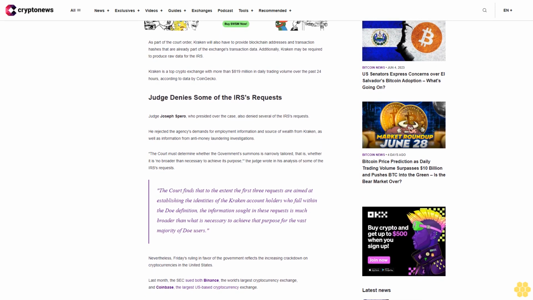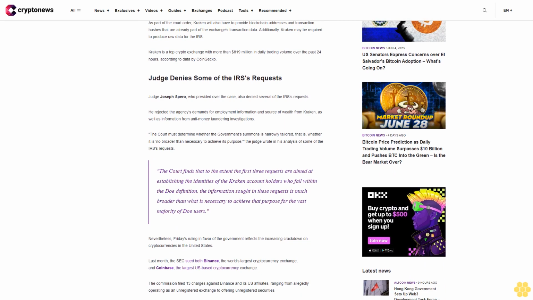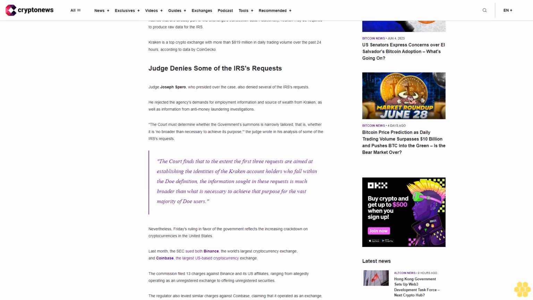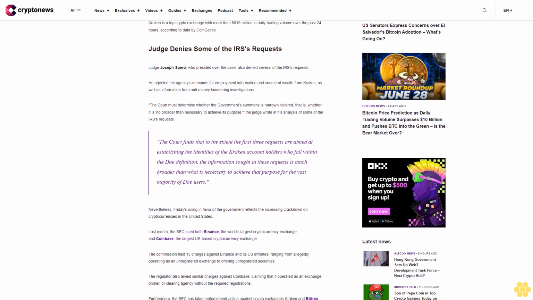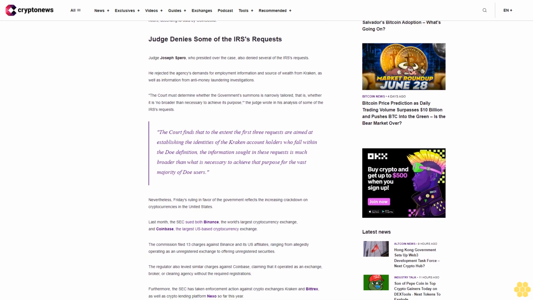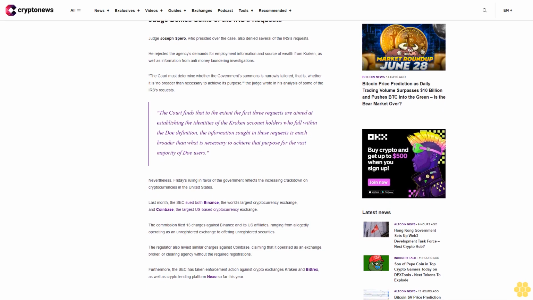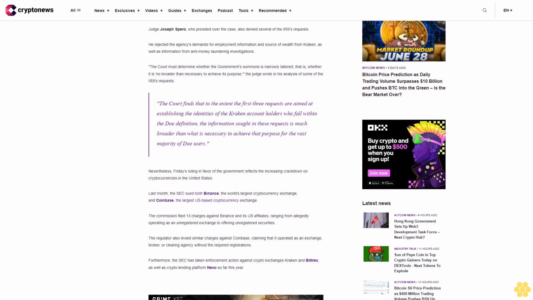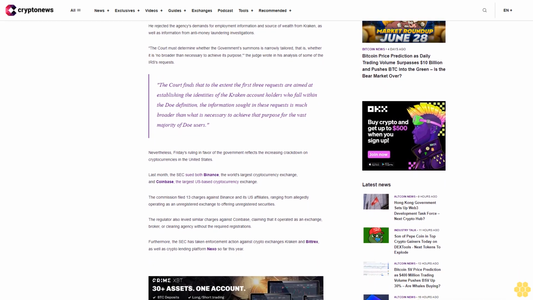Judge denies some of the IRS's requests. Judge Joseph Sparrow, who presided over the case, also denied several of the IRS's requests. He rejected the agency's demands for employment information and source of wealth from Kraken, as well as information from anti-money laundering investigations. The court must determine whether the government summons is narrowly tailored, that is, whether it is no broader than necessary to achieve its purpose, the judge wrote in his analysis of some of the IRS's requests.